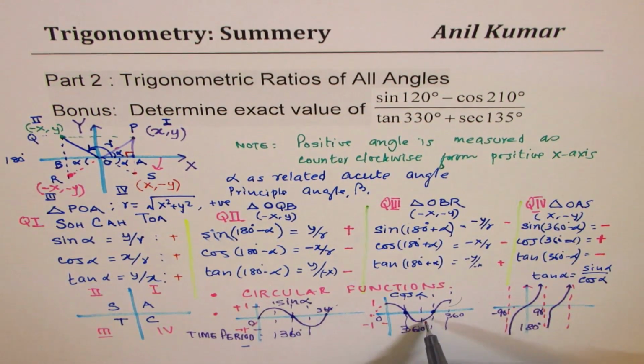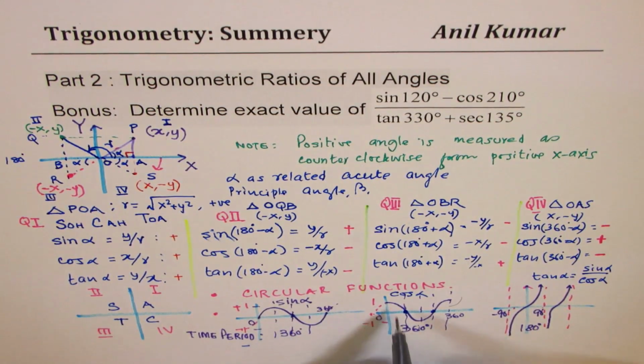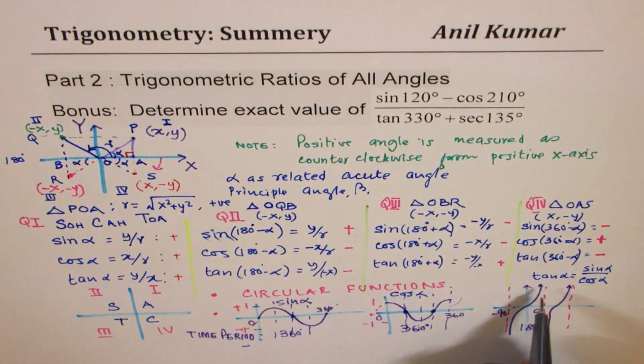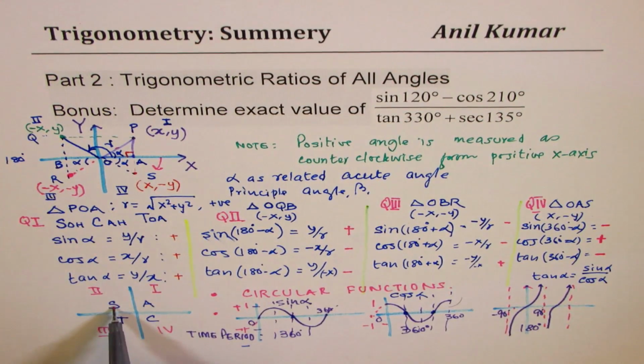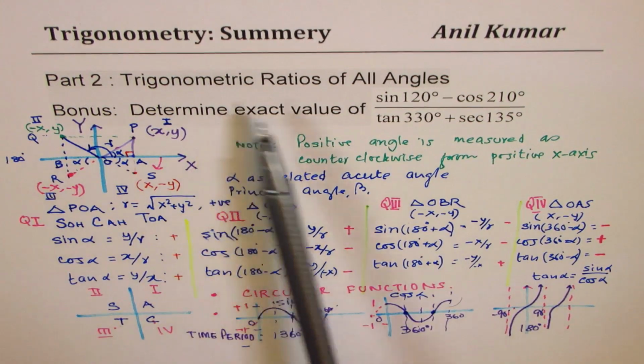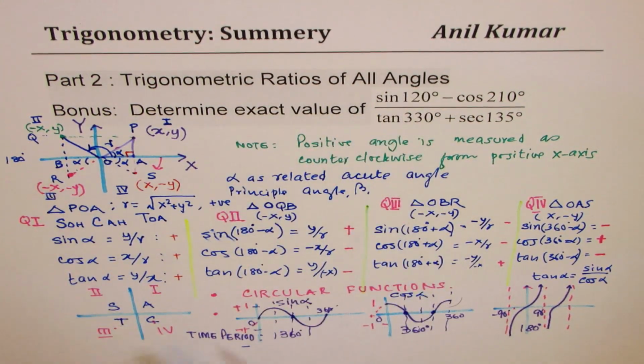So these circular functions are periodic, and the period for sine is 360 degrees, the period for cosine is 360 degrees, the period for tan is 180 degrees. Sine is positive in quadrant 1 and quadrant 2, cosine is positive in quadrant 1 and quadrant 4, and tan is positive in quadrant 1 and 3. So that gives you basics for trigonometric ratios when all angles are considered, along with some relations here.